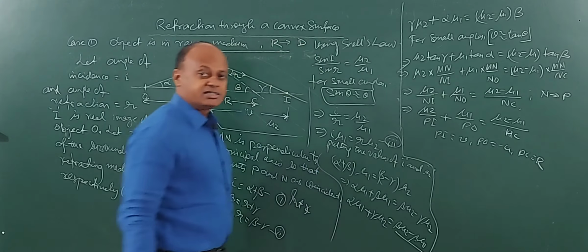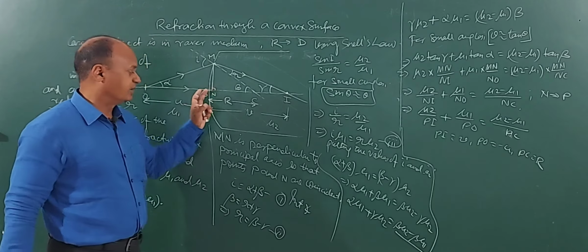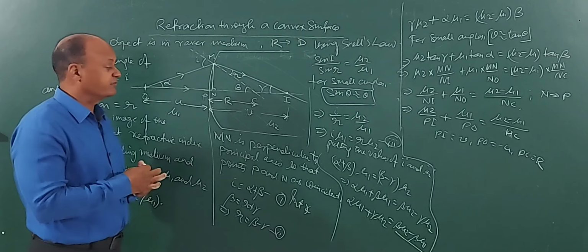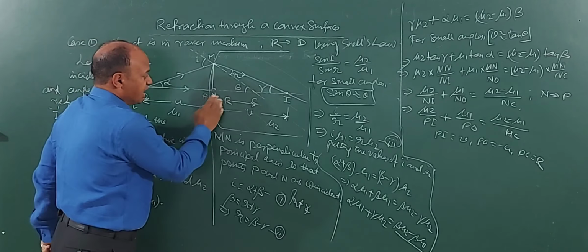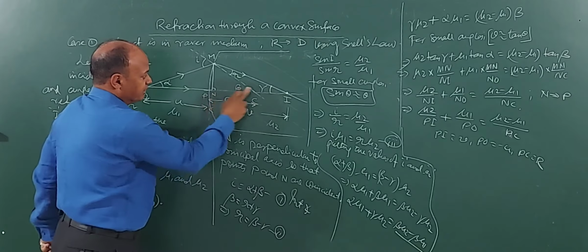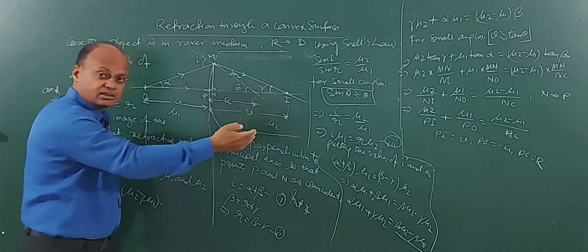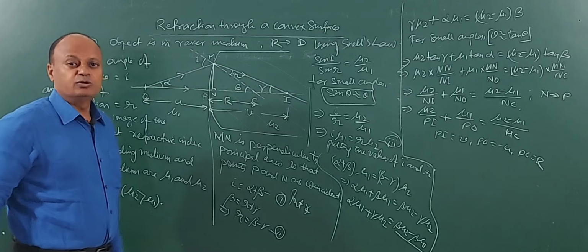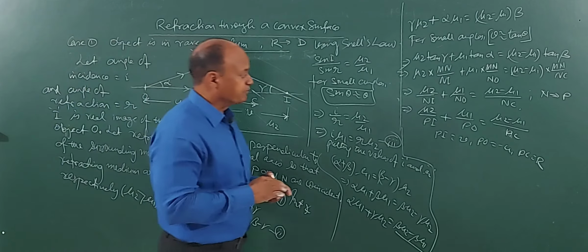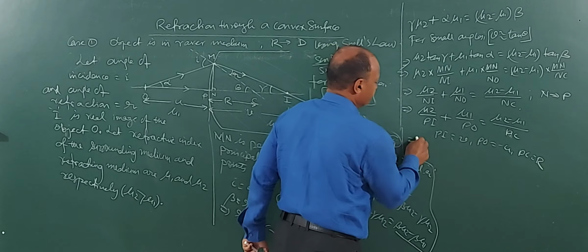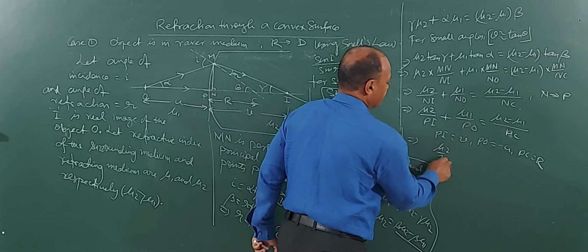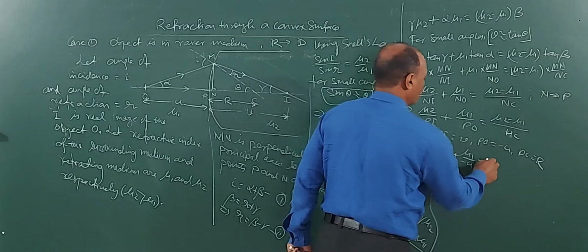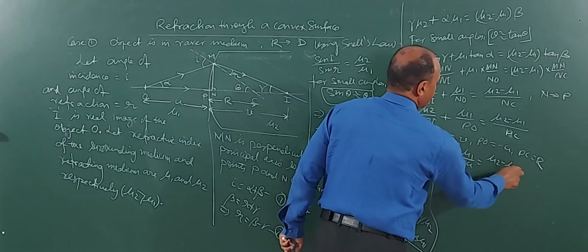Once again, distance on the right of the pole has been taken as positive, and distance on the left of the pole has been taken as negative. PC is R positive, PI is V positive because they are on the right, and PO is U negative because it is on the left. If you put these values in here, what do you get, children? mu2 by V plus mu1 by minus U is equal to mu2 minus mu1 by R.